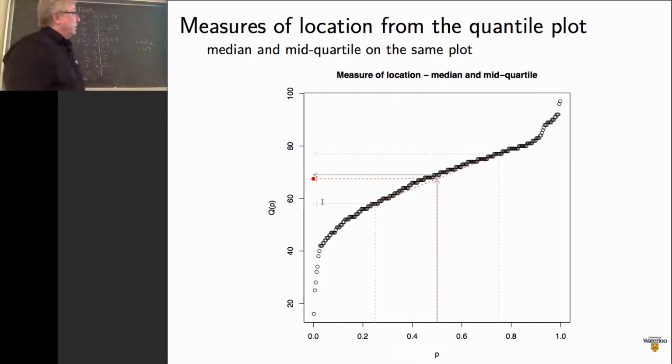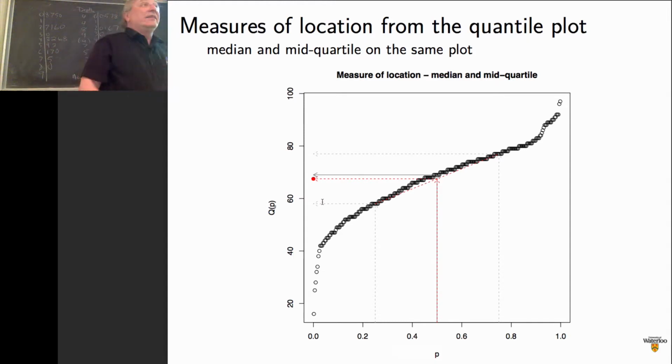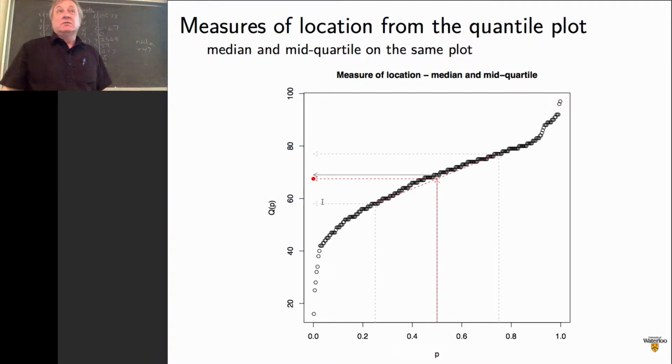Comparing these two different measures of location, note that I'm never calculating the average. Why? Because it's a nuisance. Calculating the average, the arithmetic mean, is a nuisance. I have to look at all of the numbers. For the median, I just have to look up one number. For the midquartile, I just have to look up two numbers and average them. Very easy. Okay?